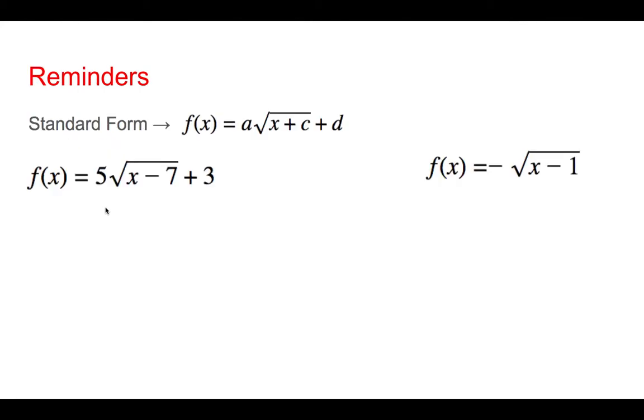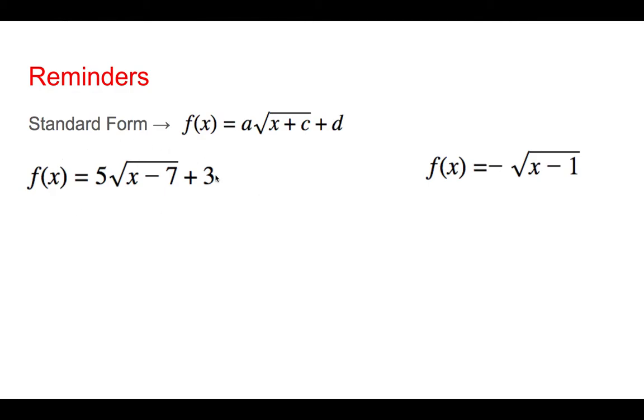Okay, so quick reminders. We talked about standard form for radicals, where we had A being multiplied on the outside, C being added on the inside, and D being added on the outside. So we had a couple of examples. You may get something that looks like this.